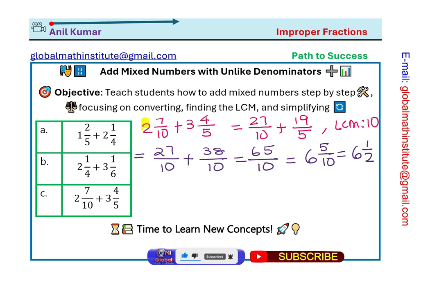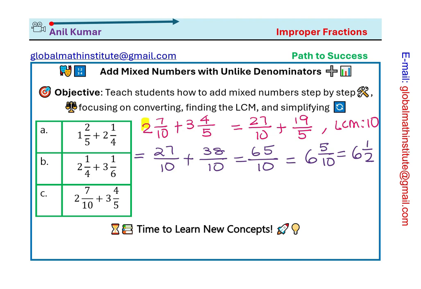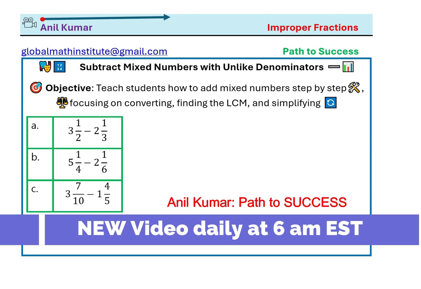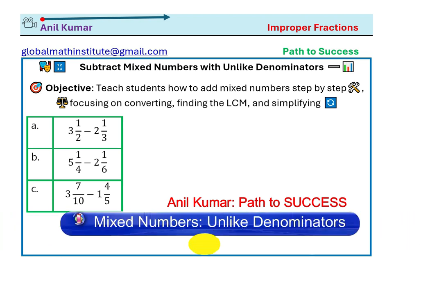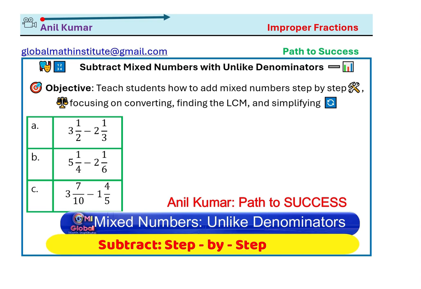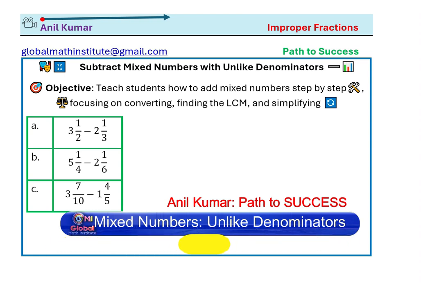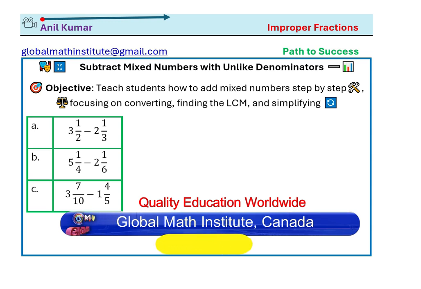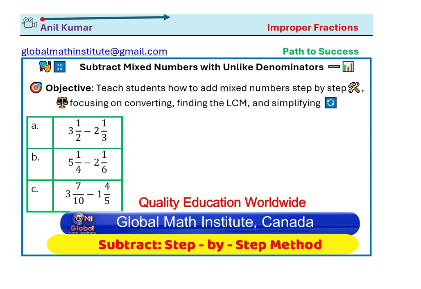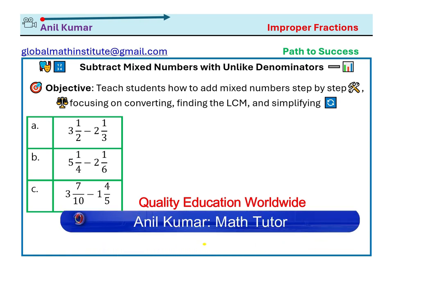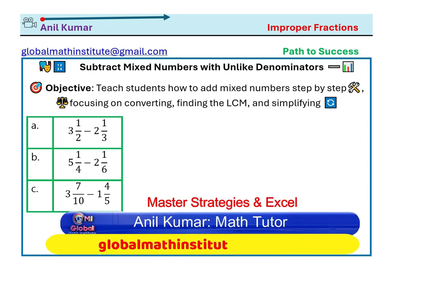Now here is an example of how we subtract them. Let's understand the strategy with the help of three more examples. How do we subtract mixed numbers with unlike denominators? We are going to discuss the best strategy with the help of three examples. As you can see, we are going to do 3 1/2 minus 2 1/3, 5 1 over 4 minus 2 1 over 6, and C is 3 7 over 10 minus 1 4 over 5.